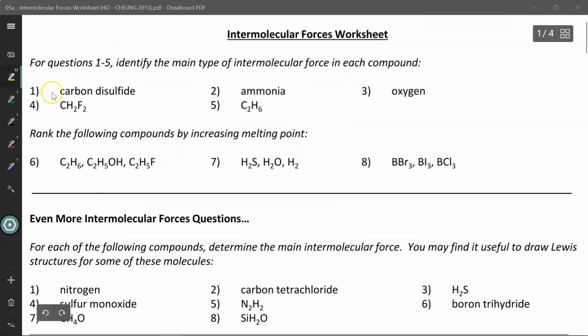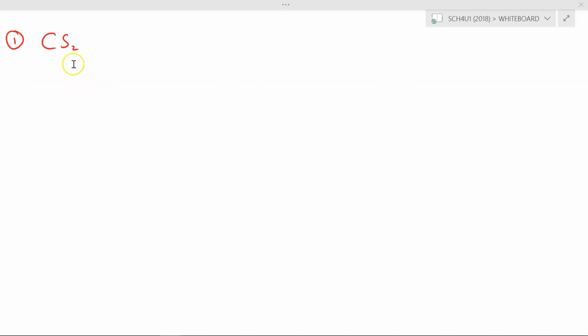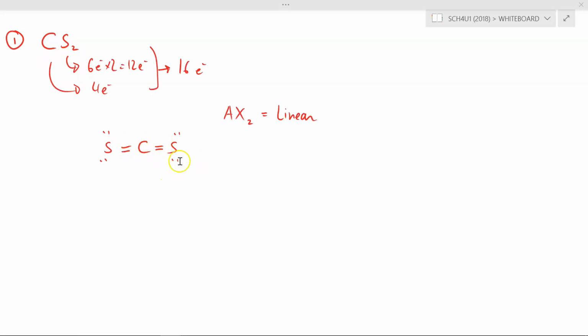So for examples 1 through 5, try to identify the main type of intermolecular force, or the strongest type of intermolecular force, present in each of these compounds. Alright, so the first thing we're going to do is draw out the 3D Lewis structure and see what kind of VSEPR shape it's going to have. Once we have identified carbon disulfide as having a linear shape, we're going to calculate the delta EN for each and every chemical bond present.